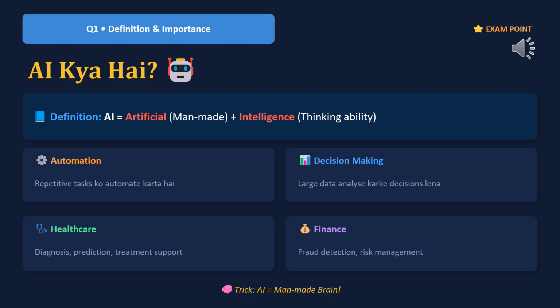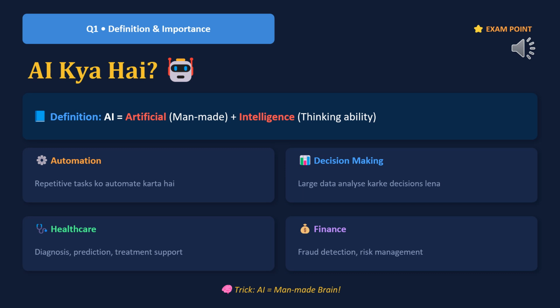Slide 2. Definition and importance of AI. Let's first understand what artificial intelligence actually means. The word artificial means man-made and intelligence means the ability to think, learn and make decisions. AI is a technology that enables machines to perform tasks that normally require human intelligence.